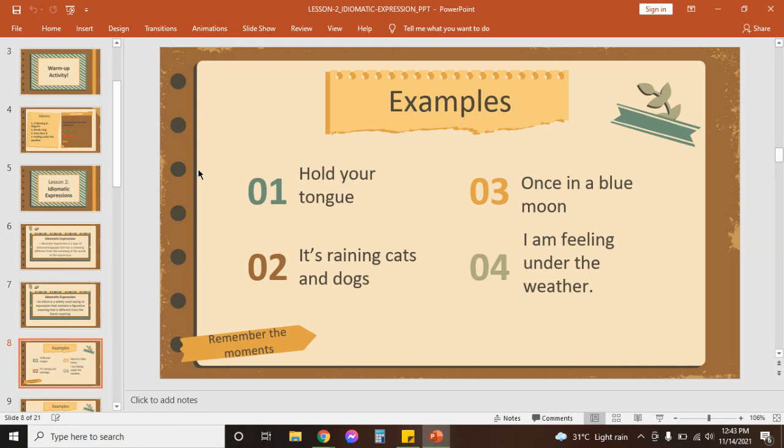Okay, number two, it's raining cats and dogs. For instance, I don't like to go to school right now. Why? Because it's raining cats and dogs. Therefore, you cannot go to school. You don't like to go to school because there's a heavy rain outside.